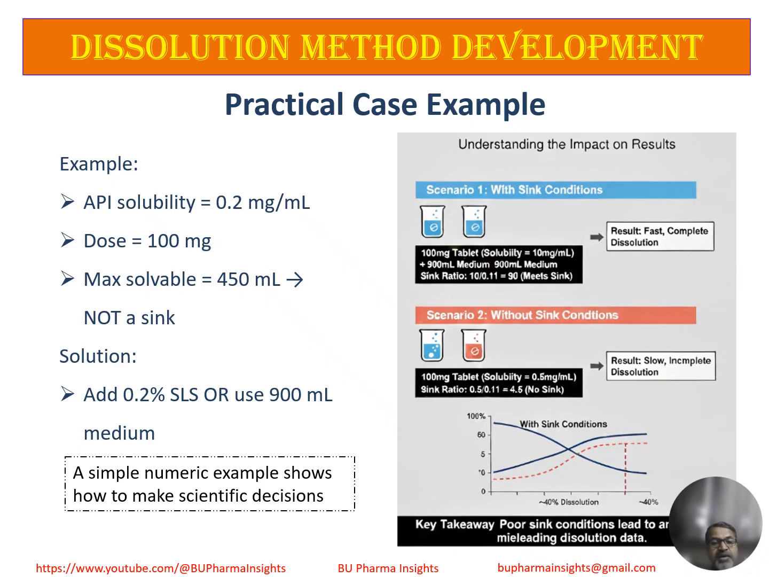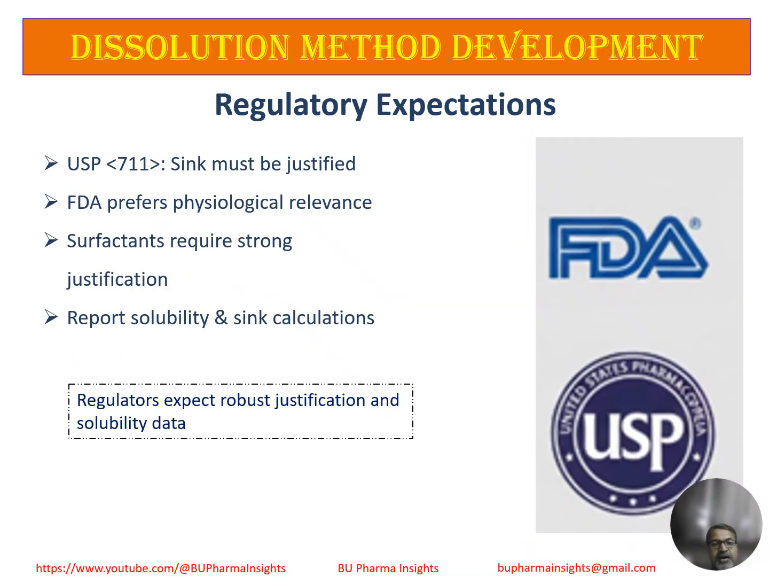For example, if API solubility is 0.2 mg per ml and the dose is 100 mg, then the medium can dissolve only 45 mg in 225 ml. So this is not a sink condition. To fix this, you can add 0.2% SLS or increase the volume to 900 ml. Both approaches must be scientifically justified.